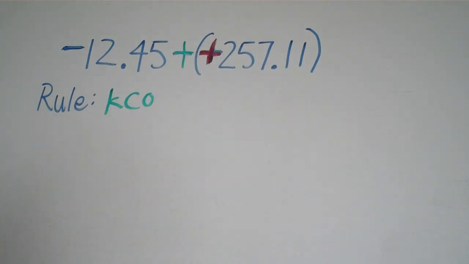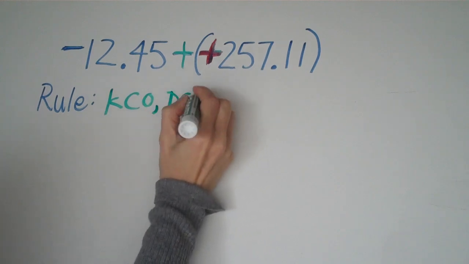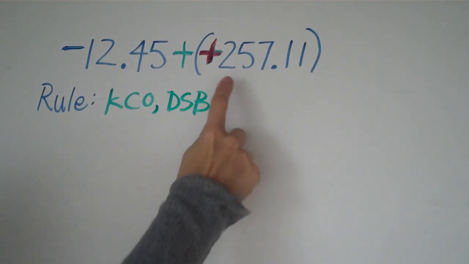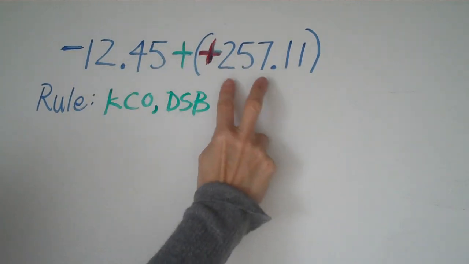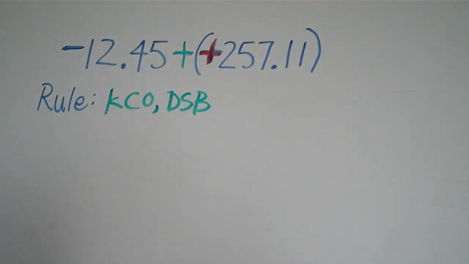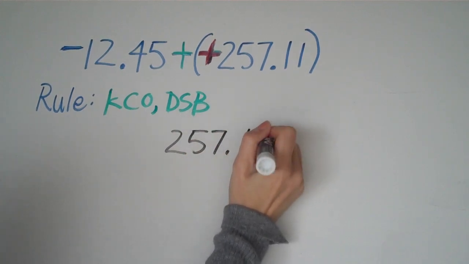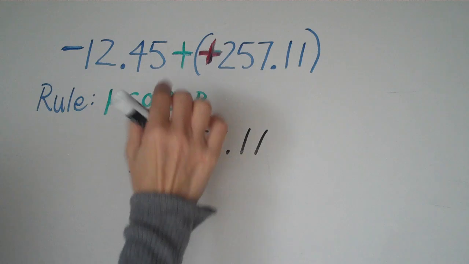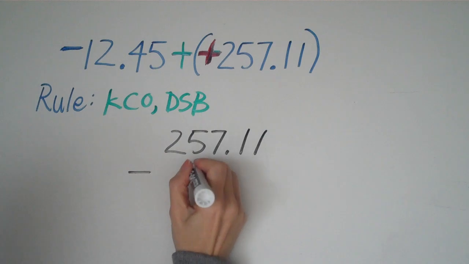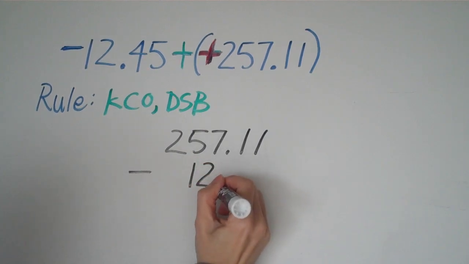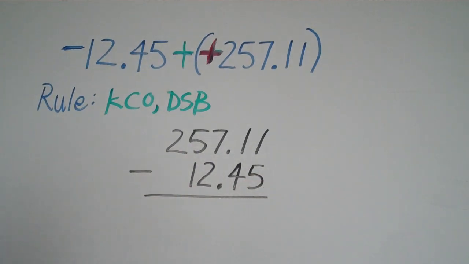So in this situation, we have different signs. So our second rule is DSB. We're going to need to subtract, right? So again, let's put the bigger number on top. This is clearly 257 is bigger than 12, right? So we're going to put 257 on the top so we can do our subtraction. 257.11. We're going to subtract. Even though we now made it an addition, they have different signs, so we have to subtract. So we're going to line up our decimals. Don't forget to do that. We're just going to do the subtraction and then worry about our signs after, okay?